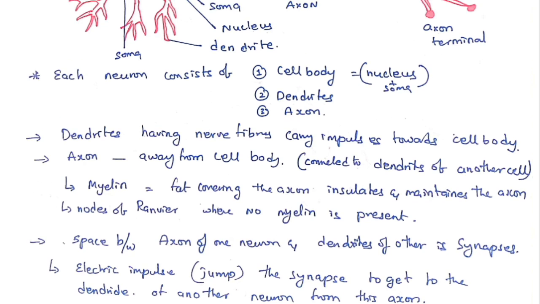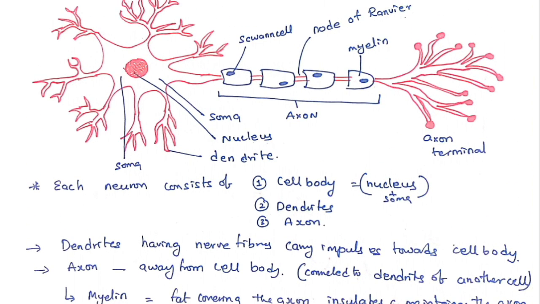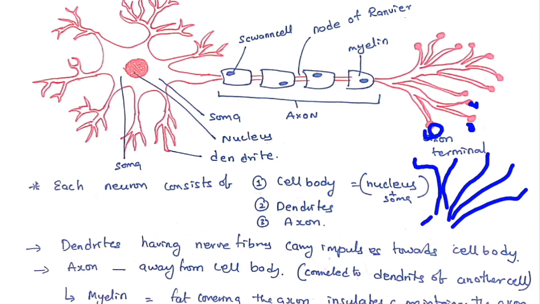See friends, here as you see, there are axon terminals which come in contact with the dendrites of the other cell, friends. Dendrites of the other cell. There will be a nucleus here.